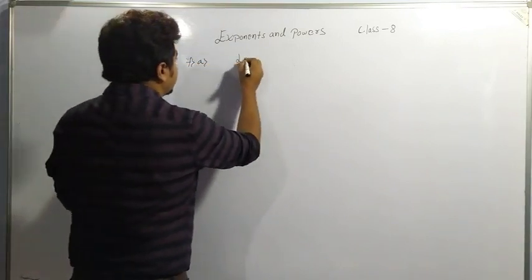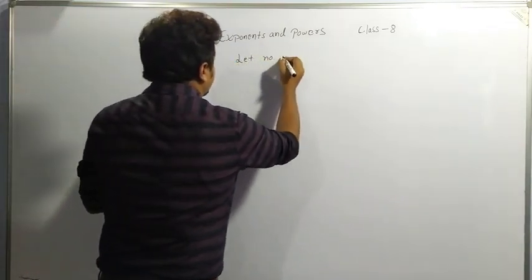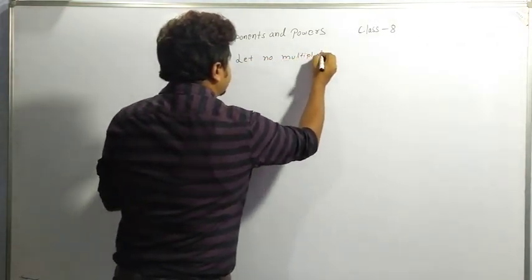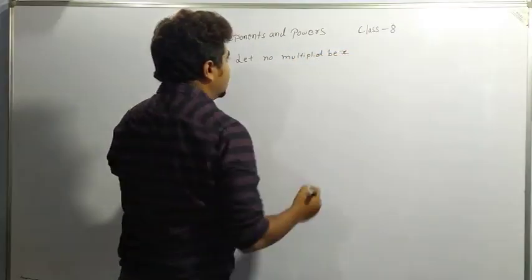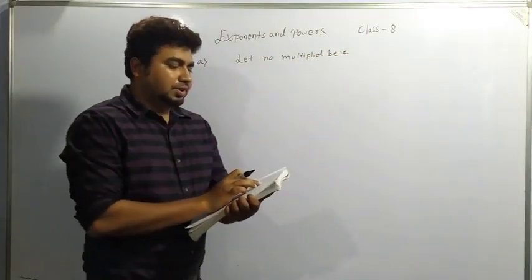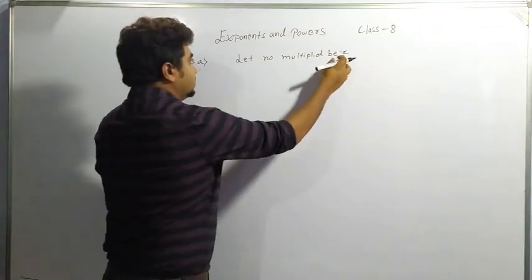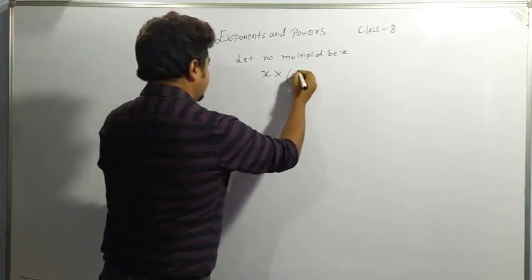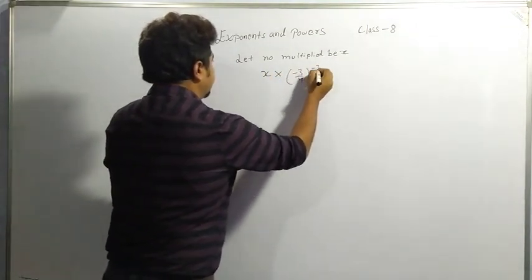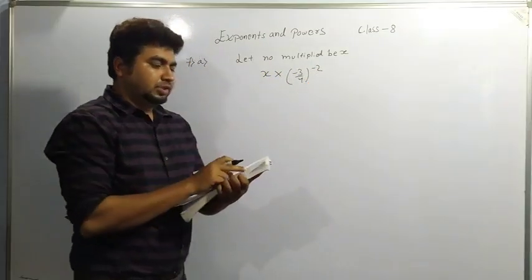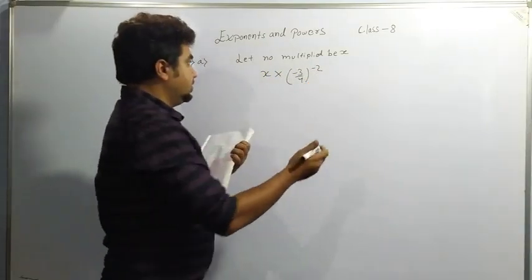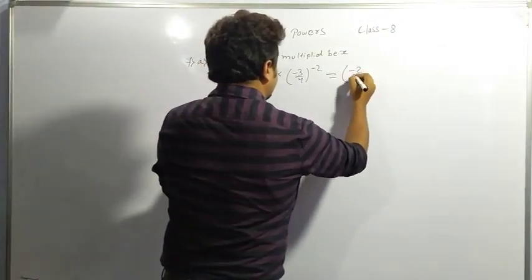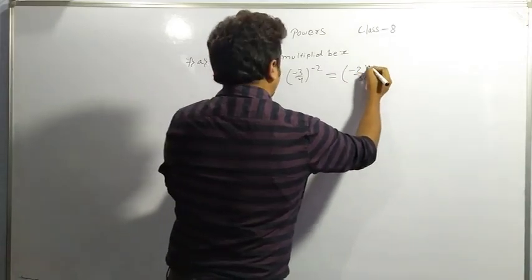Let the number multiplied be x. By what number should minus 3 by 4 be multiplied? Means we are multiplying x with minus 3 by 4 to power minus 2, so that the product becomes, equal to sign, minus 2 by 3 to power minus 1.